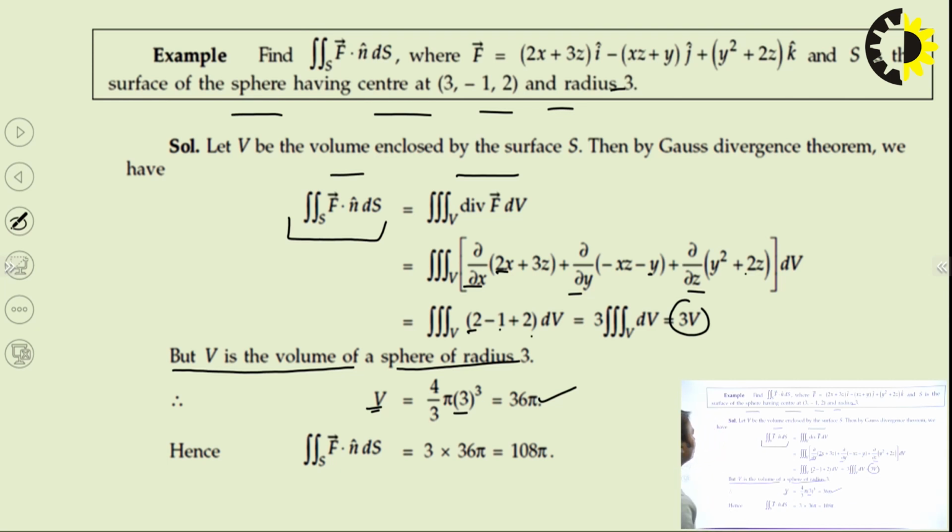So this is the calculation of the double integration with the help of the Gauss divergence theorem, which converts this surface integral into a triple integral.